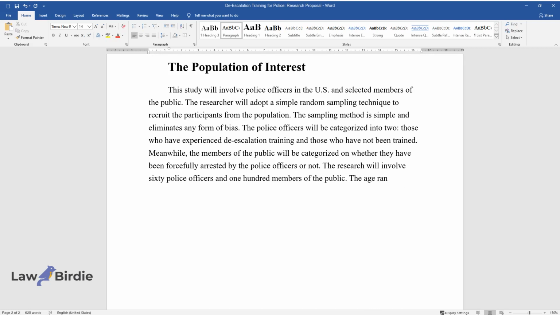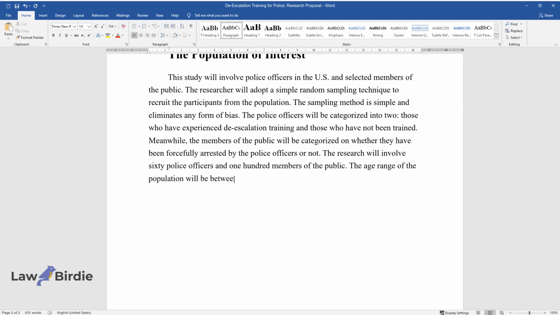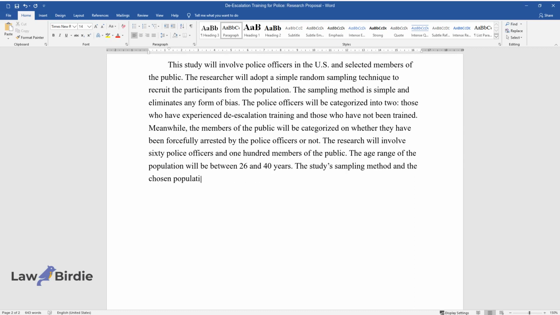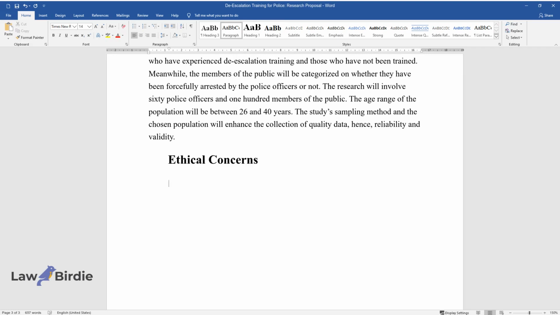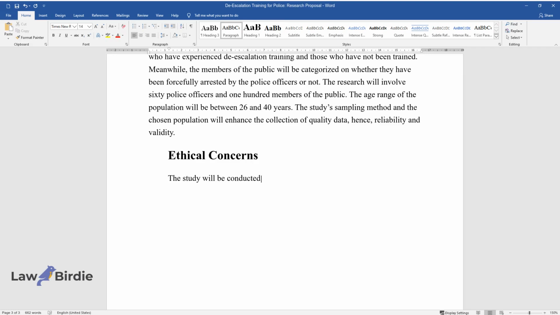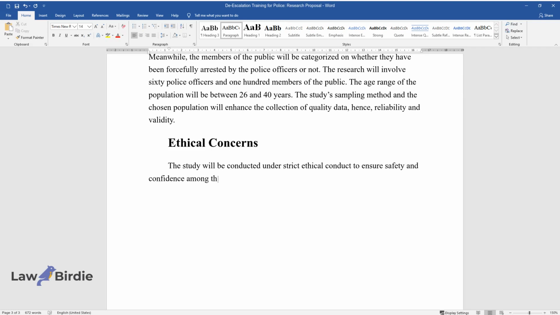The age range of the population will be between 26 and 40 years. The study's sampling method and the chosen population will enhance the collection of quality data, hence, reliability and validity. Ethical concerns. The study will be conducted under strict ethical conduct to ensure safety and confidence among the participants.